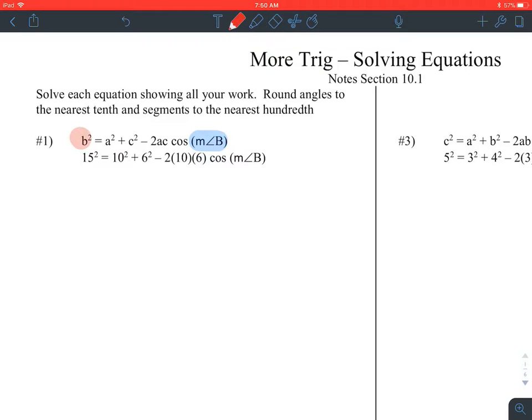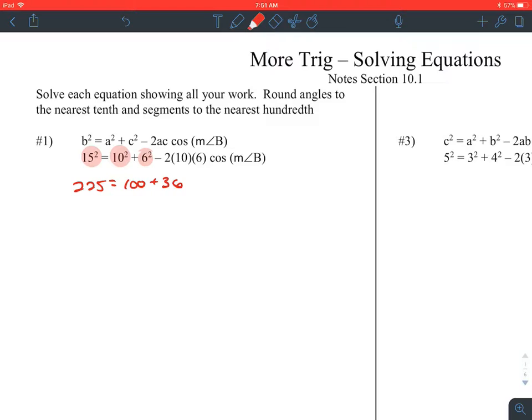So this first one, number 1, following the order of operations, do what's in parentheses first, grouping symbols. Nothing to do in the grouping symbol, nothing to do in the grouping symbol, nothing to do in the grouping symbol. Then you do exponents. There are exponents here, here, and here. So we square 15 and we get 225. Square 10 and we get 100. Square 6 and we get 36. Those are all the exponents.